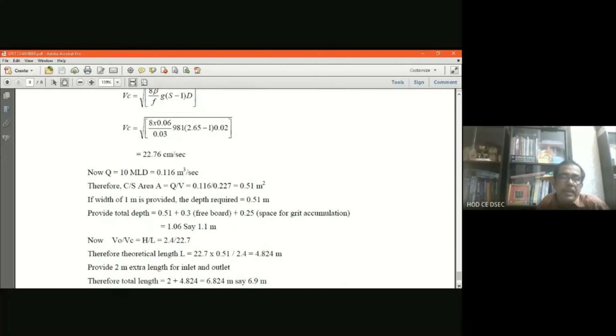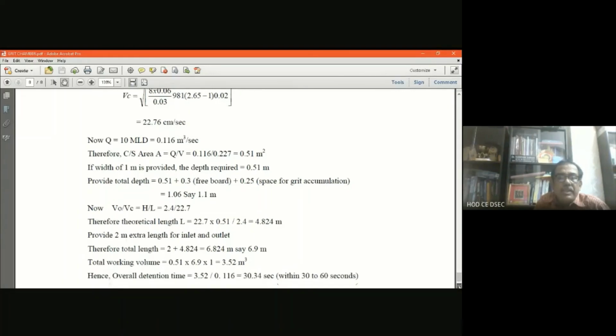So provide 2 meter extra length for inlet and outlet. So 4.8 plus 2 is 6.8. Let us consider 6.9 meter. So total working volume is ultimately found out. Working volume, I am saying working volume. That means depth of water is 0.51 into 6.9 is length into 1 is width. So working volume is 3.52 meter cube.